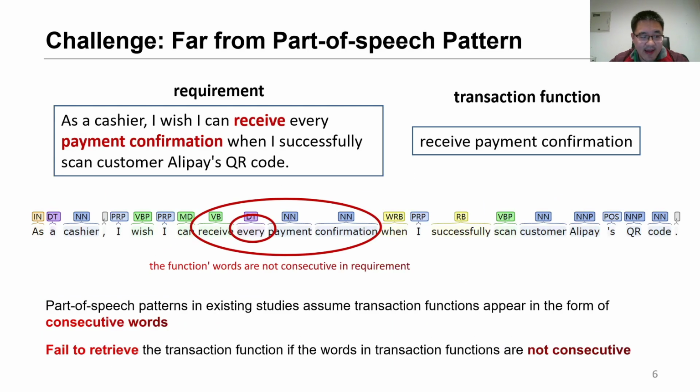The first challenge is that functions are far from the part-of-speech pattern. There are several studies that extract phrases using part-of-speech patterns. They assume that the target phrases are consecutive words in the requirement. Taking the function in the figure as an example, the words are not always consecutive in requirements. There is a word, every, splitting the other words in the function. The approach based on part-of-speech patterns will fail in this case.